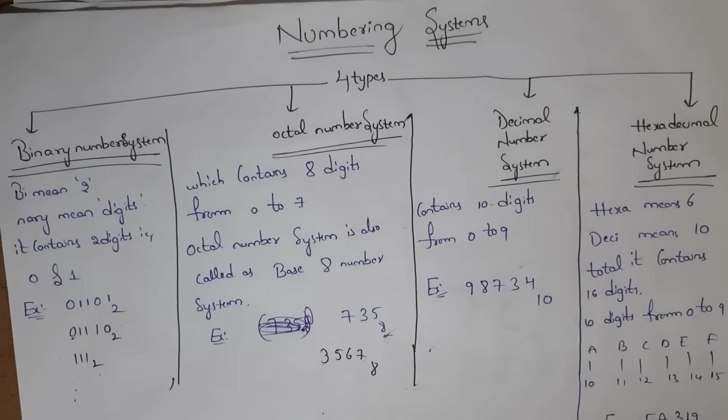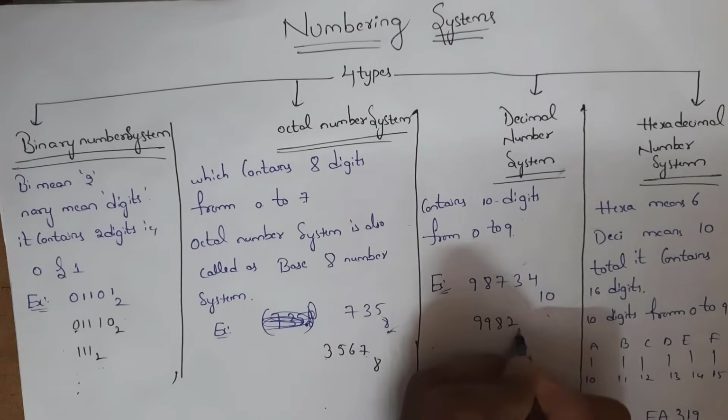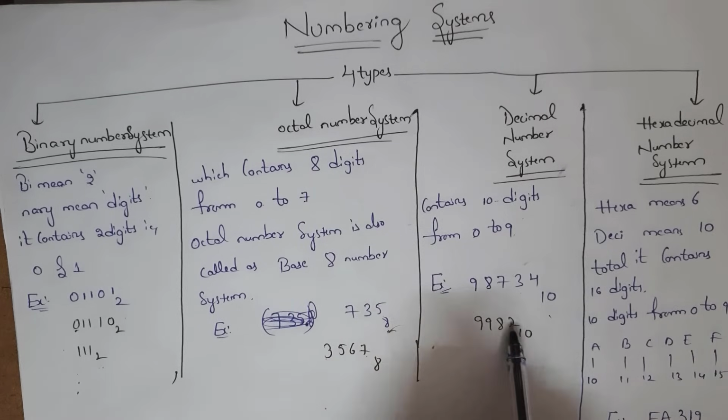Next I will explain the decimal number system. The meaning of decimal is 10. So it contains 10 digits from 0 to 9. We also call this decimal number system the base 10 number system. This is an example of the decimal number system, containing numbers from 0 to 9, and we represent the decimal number system with base 10. I will give one more example of the base 10 number system like 998 base 10. It should contain numbers from 0 to 9.